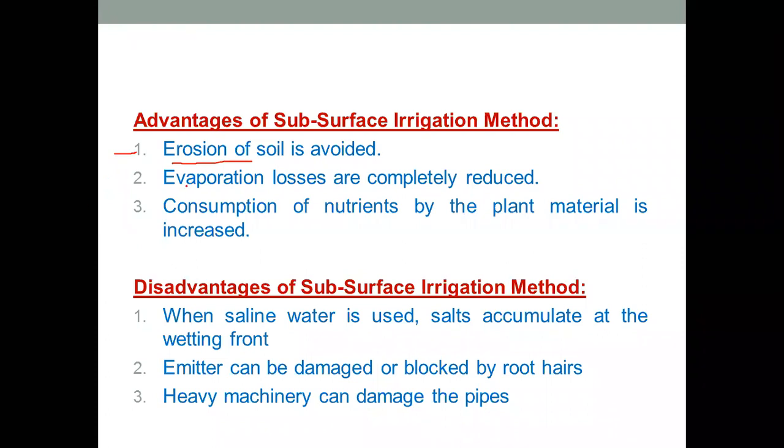Next, the evaporation losses are completely reduced. The evaporation losses are very negligible, such that they are considered almost equal to zero, because we are providing water directly underground, so no water comes in contact with the surface of the earth and the sun, so there are no evaporation losses.